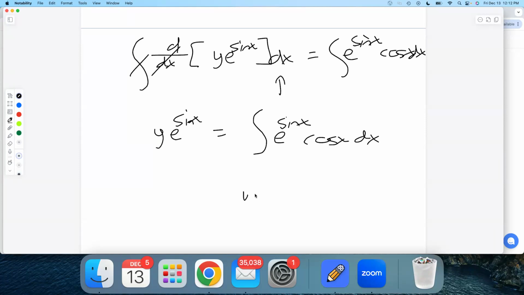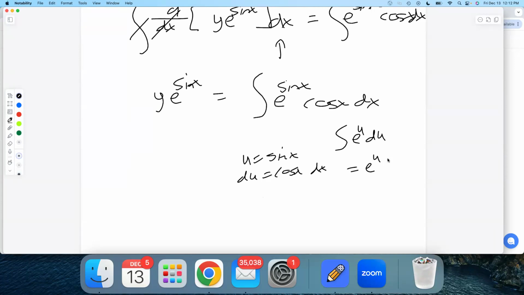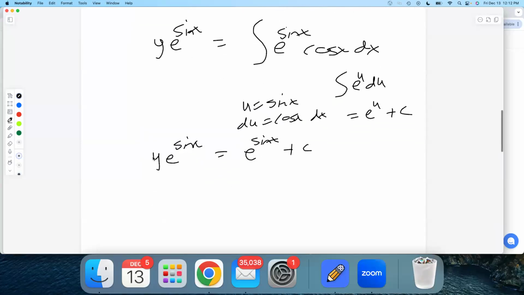So, I'll write out the steps here. u is sine of x. du is cos x dx. So this is really the antiderivative of e to the u du, which is just e to the u. So we get the plus c. So we get here e to the u plus c. And now we want to divide both sides by that guy.